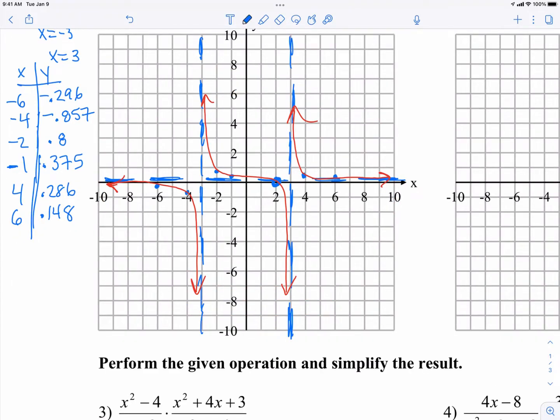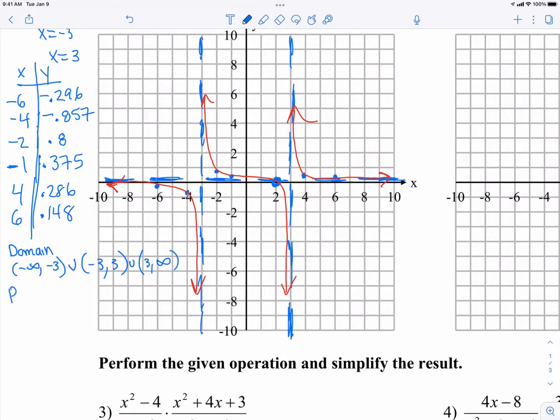Let's state our domain and our range. We can see that the domain goes from negative infinity up until it gets to this vertical asymptote, so from negative infinity to -3. Union, and then it goes from -3 to the next vertical asymptote at +3. And then it goes from +3 all the way out towards positive infinity, so union 3 to infinity.